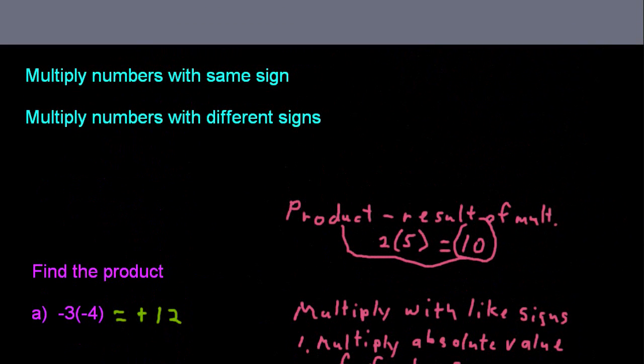So let's see, have we multiplied numbers with the same sign? Yes, we did that. Have we multiplied numbers with different signs? Yes, and as a matter of fact we multiplied numbers with 0 also.